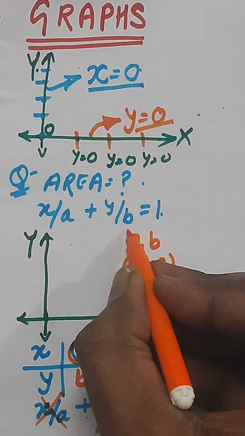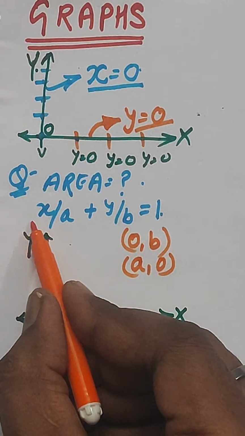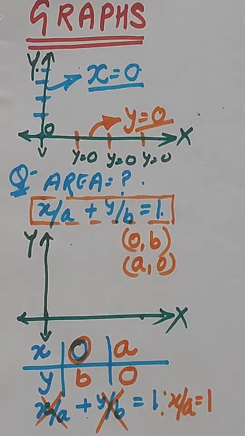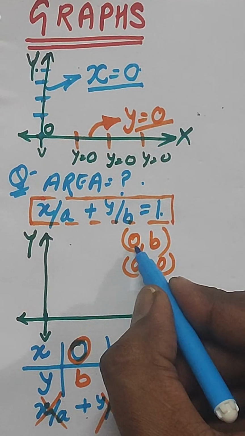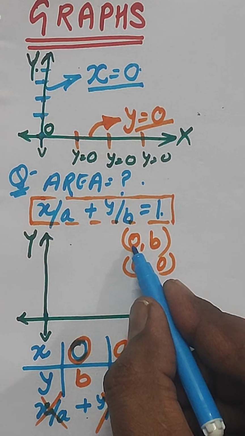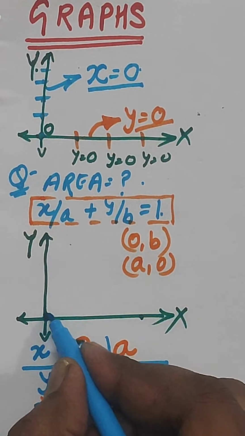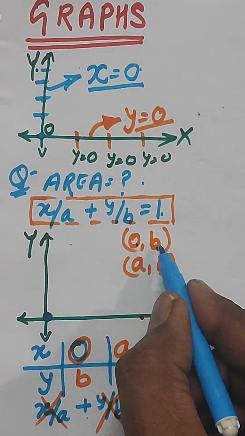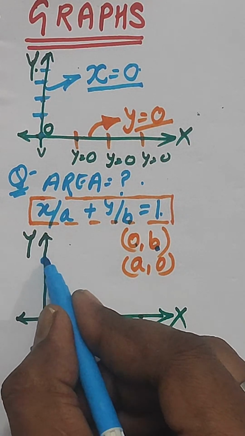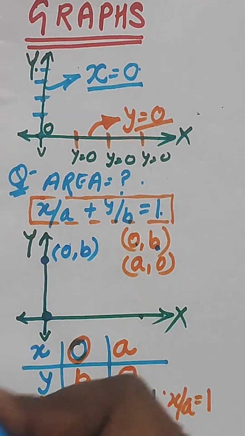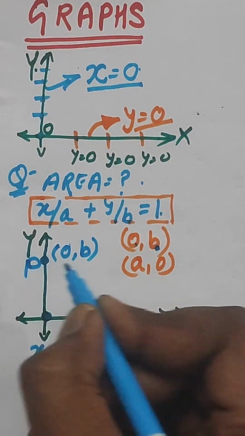These are the two coordinates we have for this line, x by a plus y by b is equal to 1. So what we will do, we will simply plot these coordinates into the xy plane. Here x equal to 0, this is the origin. And for y equal to b, this will be lying somewhere over here. So we can say that (0, b) can be plotted somewhere over here. Let us say this point as P.